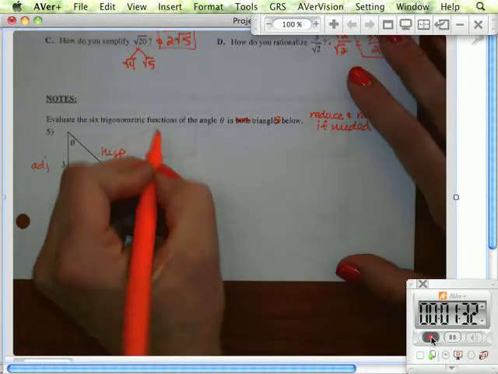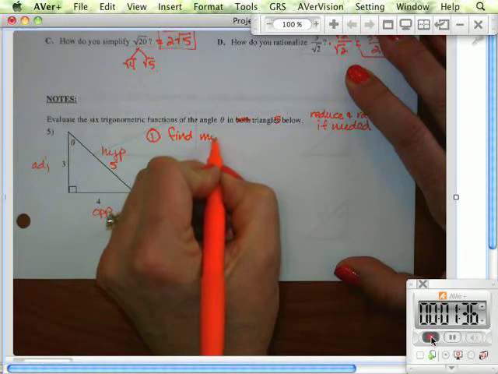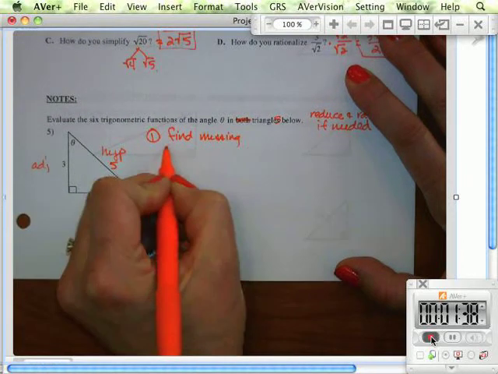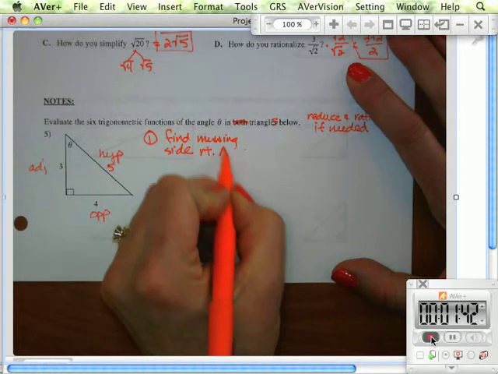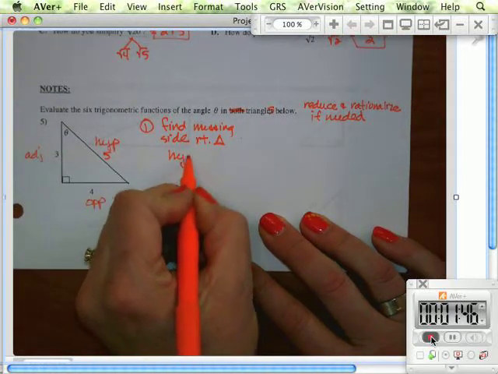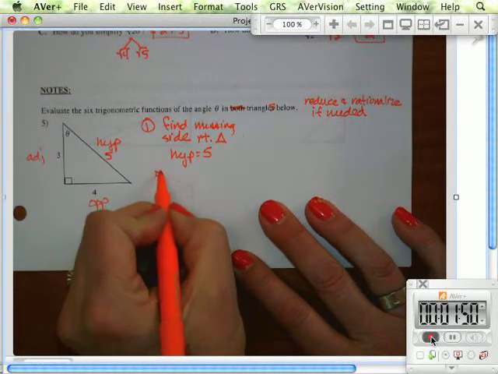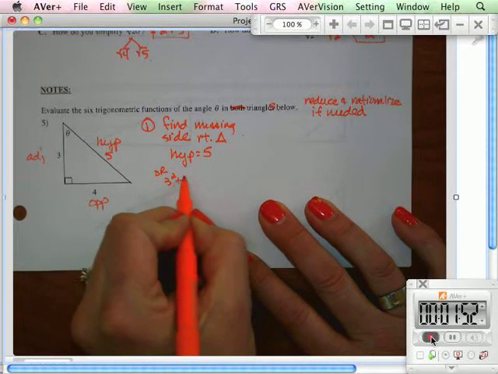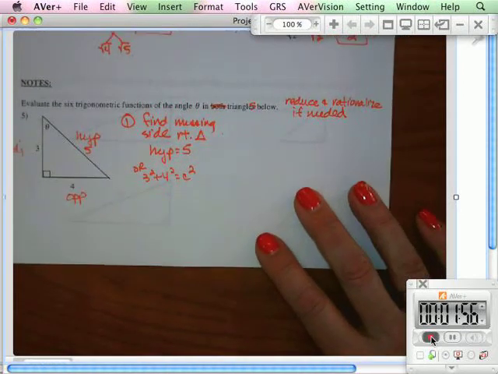So the first step would be to find the missing side of the right triangle. Here, since it's a special right triangle, the hypotenuse is equal to 5. If you can't remember that, just use the Pythagorean theorem. Okay.